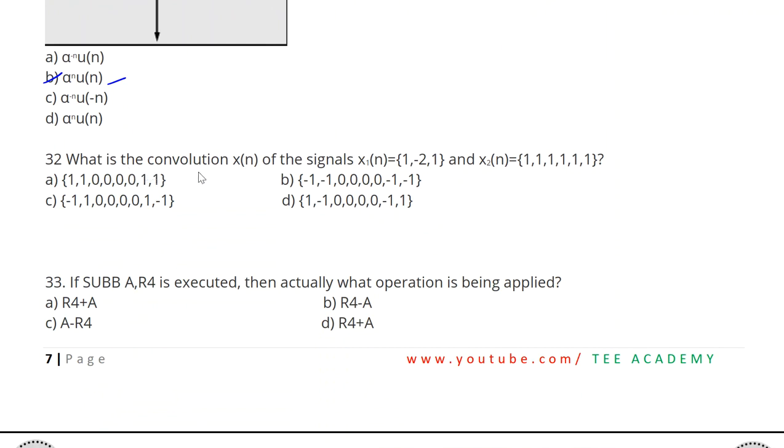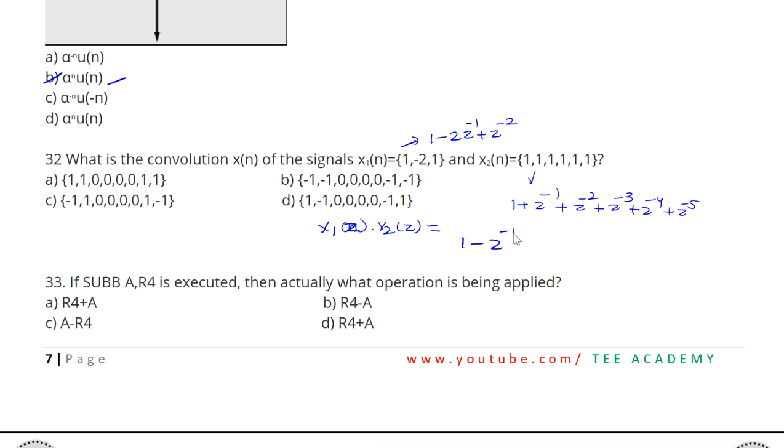Next one. What is the convolution of the signals x1 of n equal to 1, minus 2, 1 and x2 of n equal to 1, 1, 1, up to here. So the convolution between two signals is X1 of z into X2 of z. First I will write x1 of n as 1 minus 2 z power minus 1 plus z power minus 2, and x2 is 1 plus z power minus 1 plus z power minus 2 plus z power minus 3 plus z power minus 4 plus z power minus 5. When performing the convolution between the two signals, the resultant will be 1 minus z power minus 1 minus z power minus 6 plus z power minus 7.